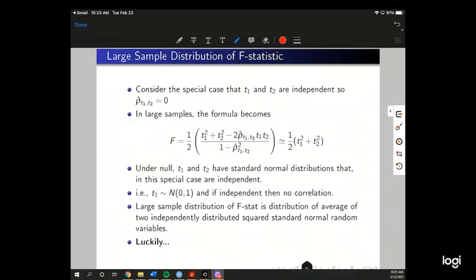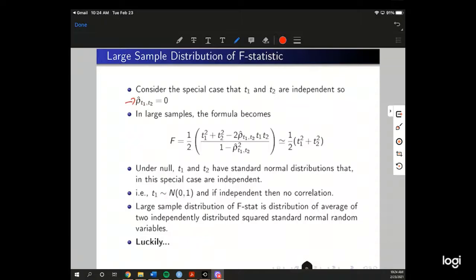What's the large sample distribution of the F statistic? Why do we need to know this? Well, we need to know how to find critical values of the F statistic, and so we need to know what distribution we can look up values on. Consider the special case that T1 and T2 are independent, so the correlation between the two is equal to 0.